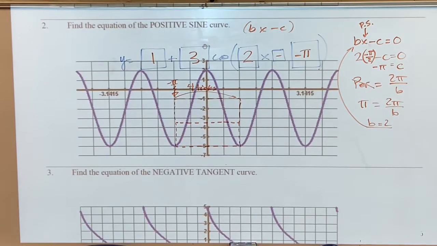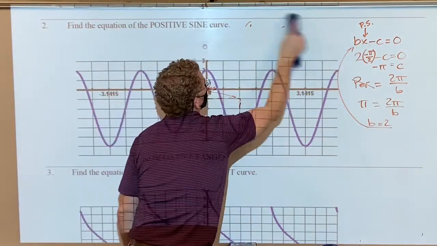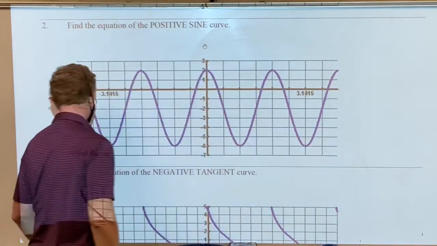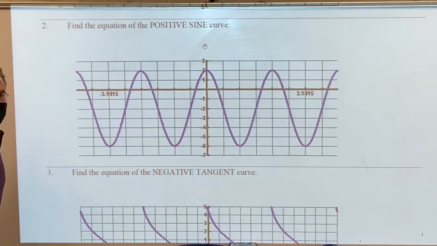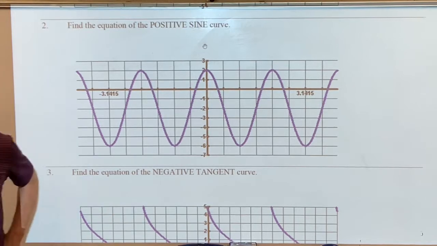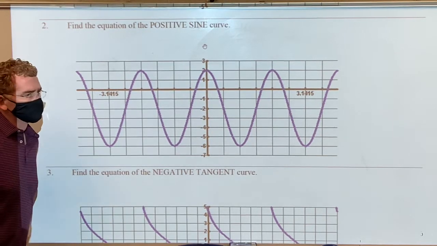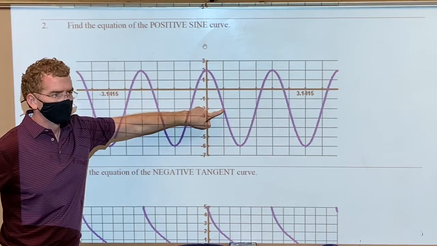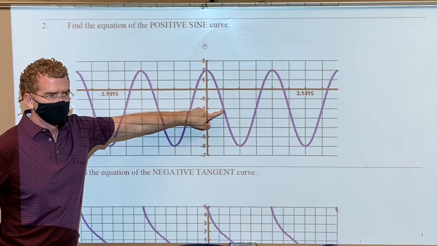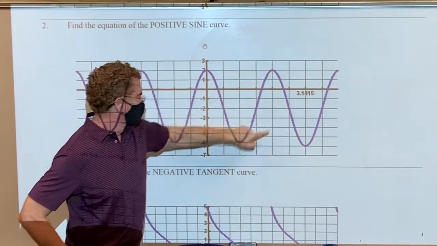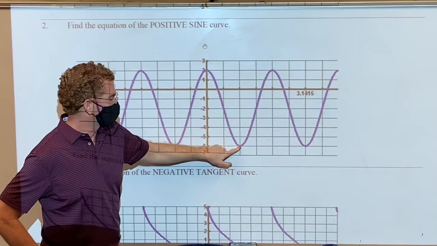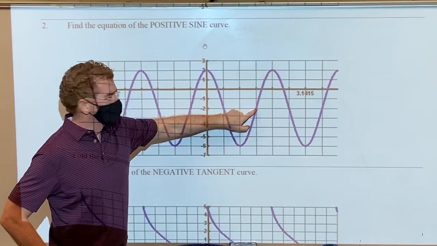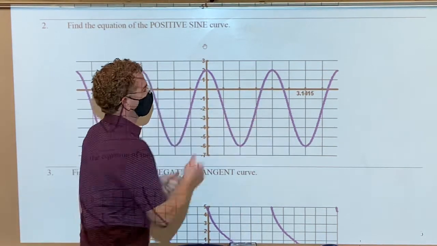What if it's a positive sine curve? Where do you see a positive sine curve if you were going to box it up? Here? Would that be your phase shift? Here. What would this be? Negative sine curve. What about here? That would be the beginning of a negative cosine. What about here? Now that could be a positive sine curve, totally, right here.